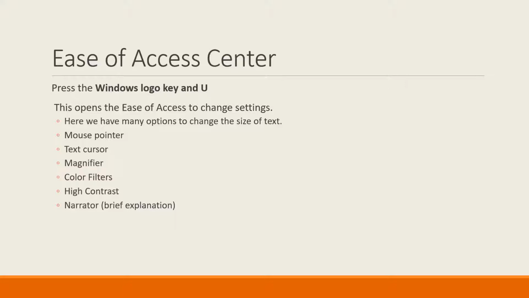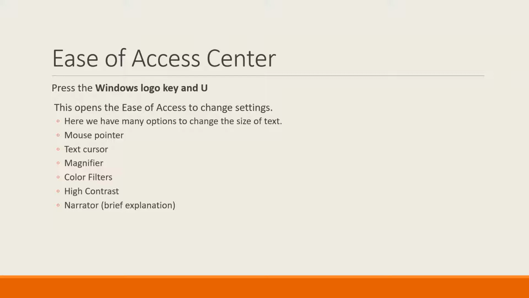It presents itself as four little white boxes or four little black boxes, depending on the contrast of the keyboard that you have. So what you do is you press and hold that key, and then you tap the letter U. When you do that, you get the Ease of Access Center, which I'm going to show you in just a second. But here we have many options.